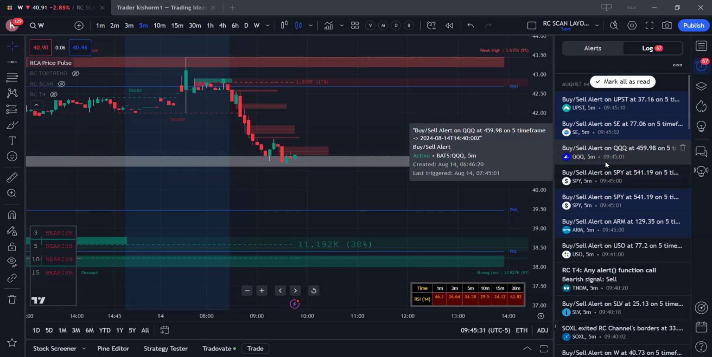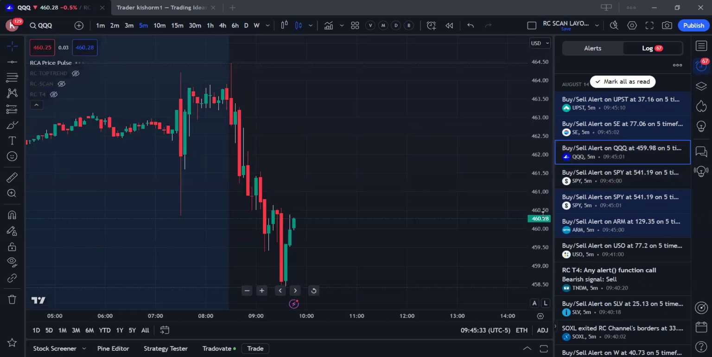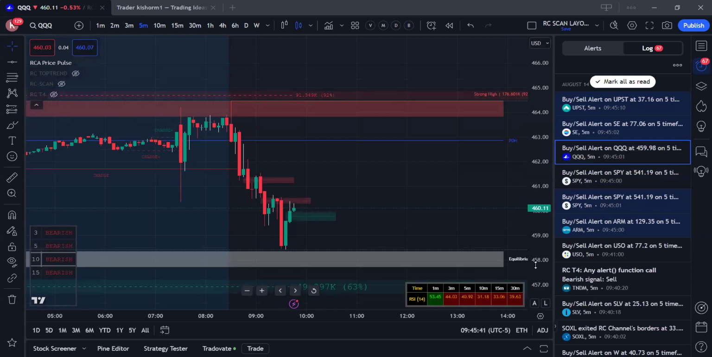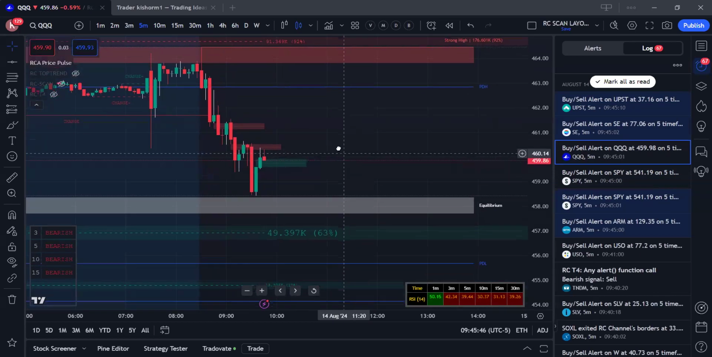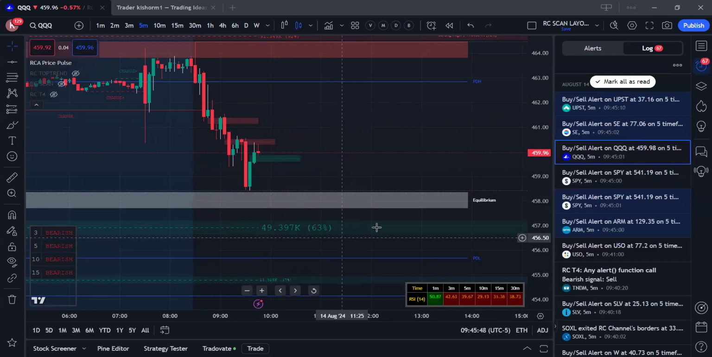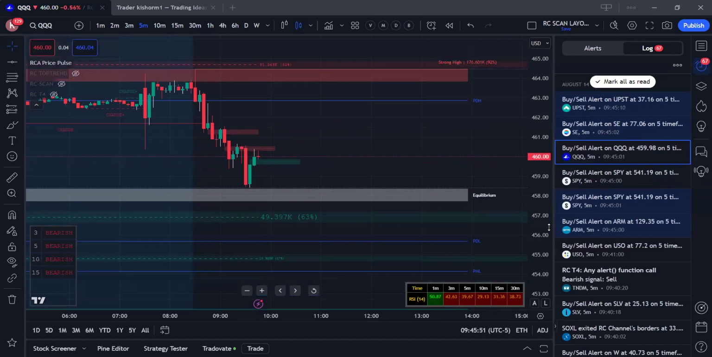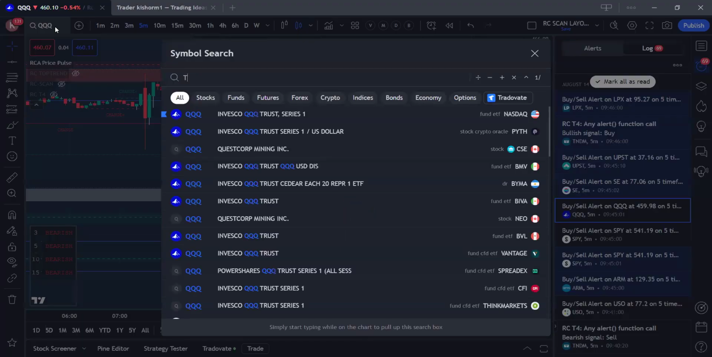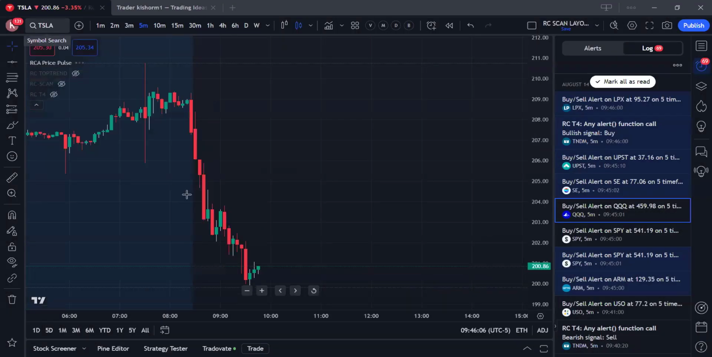Let us go and look at QQQ. It dropped a lot. QQQ is trying to bounce back. If QQQ starts bouncing back, then your Tesla, Nvidia, everything will start bouncing back.